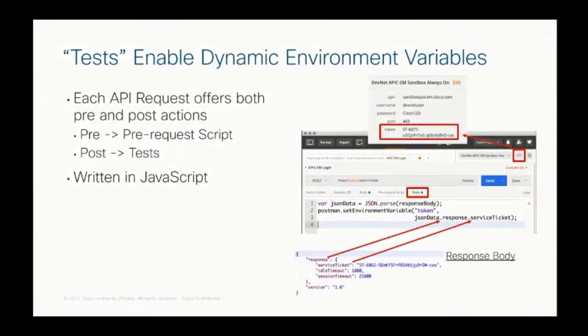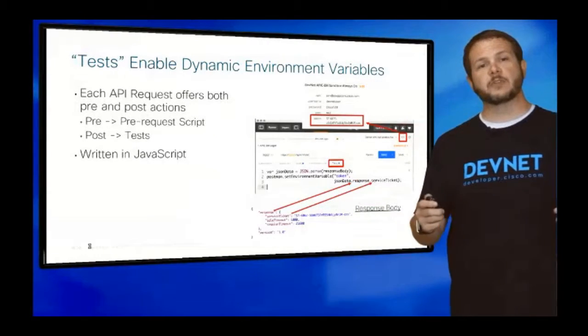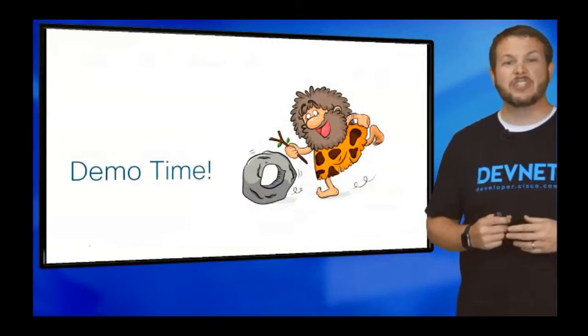We can verify that that was successful by using the little eyeball in the corner to look at all of the current environment variables and see that indeed that service ticket has now been stored as an environment variable. With that successfully stored inside of our environment, we can then use it.